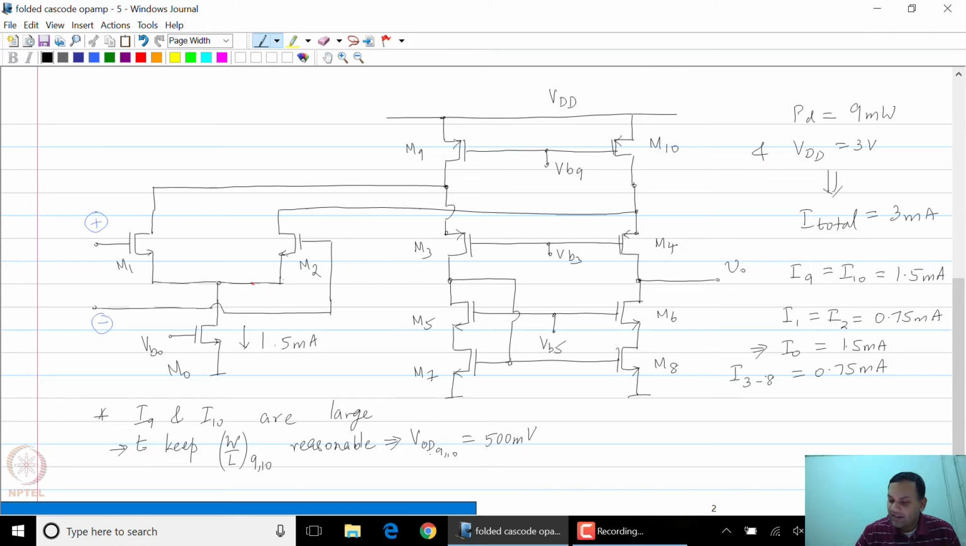We are now going to say that VOD 3 and 4 is 400 millivolts, because these are part of the cascode path, common gate path. We are going to give it slightly higher overdrive. M5 to M8 are purely having a current mirror action, so we are going to give them 300 millivolts each.